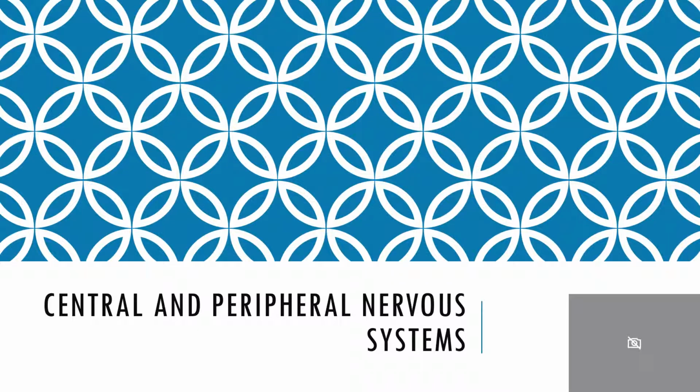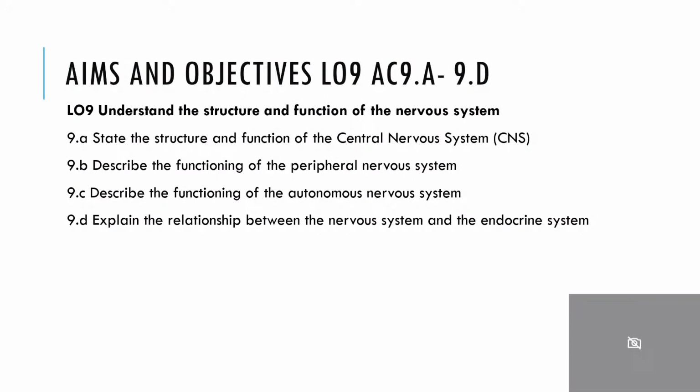The central and peripheral nervous systems. The purpose of this video is to cover aims and objectives, Learning Outcome 9, AC 9A to 9D. Learning Outcome 9 wishes for you to understand the structure and function of the nervous system. We'll cover the structure and function of the CNS, describe the functioning of the peripheral nervous system, describe the functioning of the autonomic nervous system, and explain the relationship between the nervous system and the endocrine system.